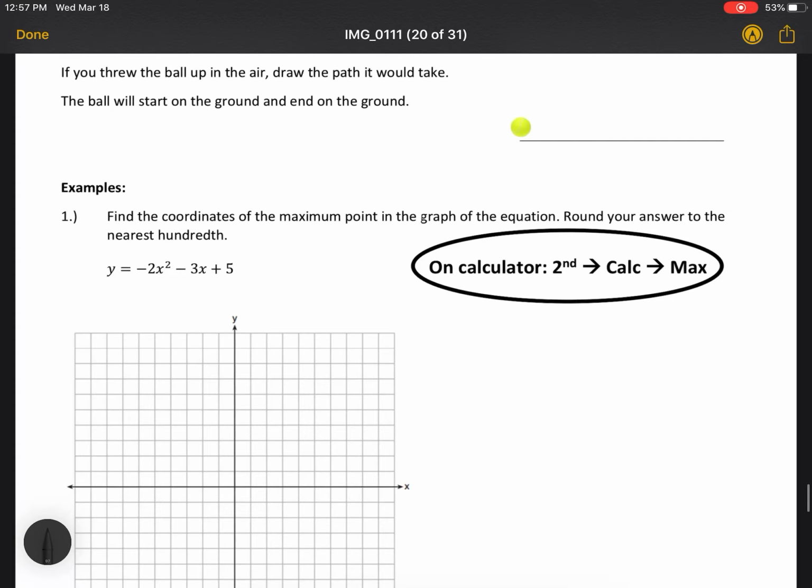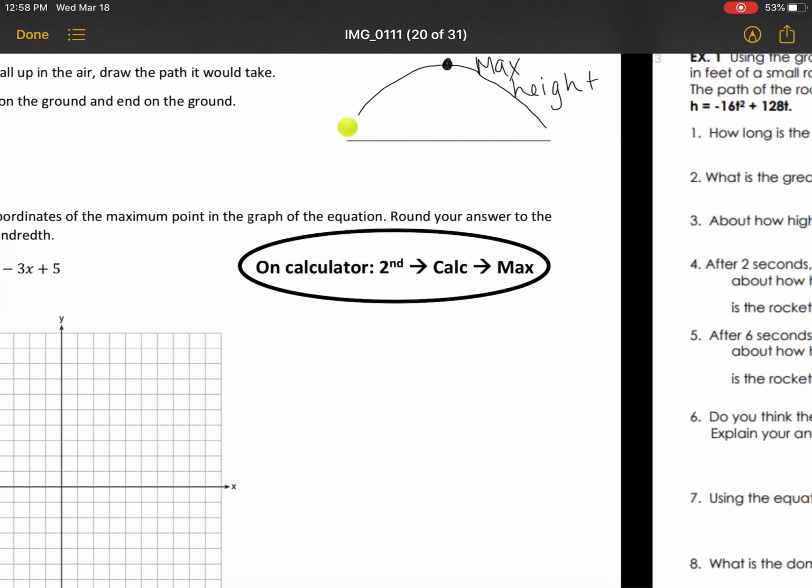So we're thinking about the maximum height of a parabola. First, to get you thinking about this, it says if you threw a ball up in the air, draw the path it would take. The ball would start on the ground and end on the ground. So here's the picture of the ball. If we threw this up in the air, it would go up in the air and then come back down to the ground. Now this maximum point that it's going to hit is your maximum height. Another way to describe that point is the vertex of that parabola.